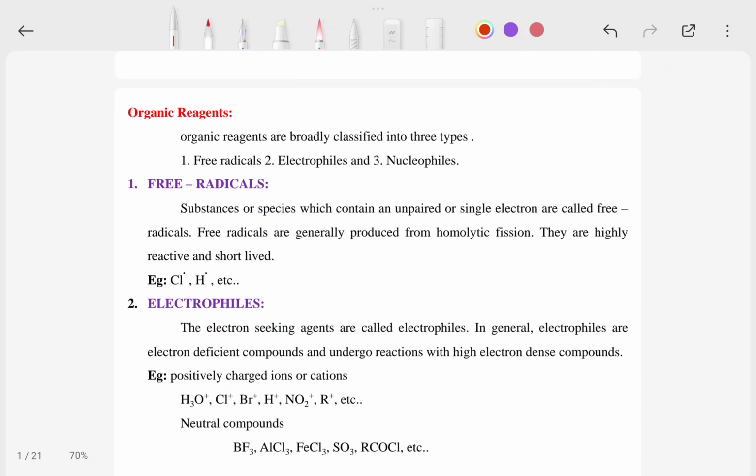Next, organic reagents. Organic reagents are broadly classified into three types. One is free radicals, electrophiles, and nucleophiles. First one, free radicals. Free radicals means substances or species which contain unpaired or single electron are called free radicals. Free radicals are generally produced from homolytic fission. They are highly reactive and short-lived compounds, for example, H dot, Cl dot, Br dot.